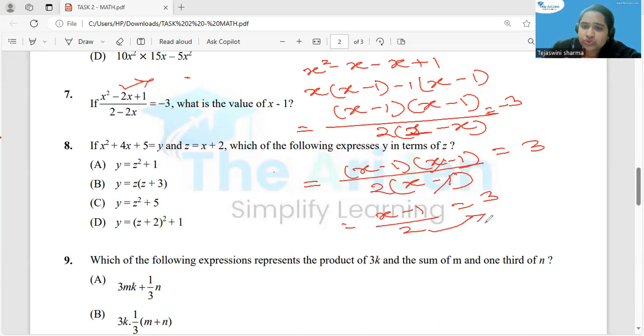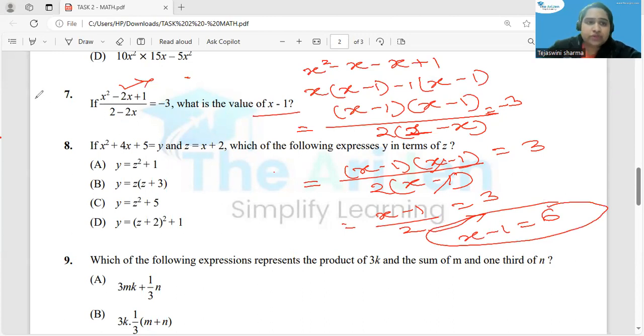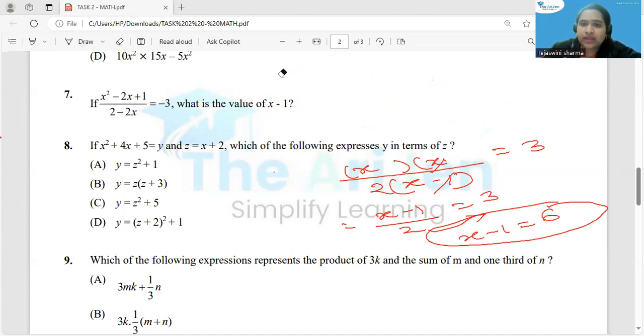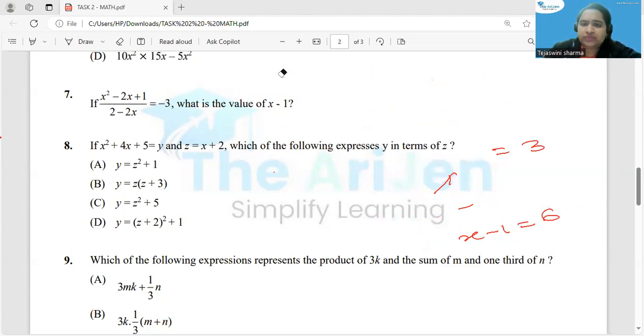And when I transpose 2 to the other side, it is x minus 1 is equal to 6, which is the desired value we were supposed to solve for question number 7. So I hope it is clear to you. You can put the video on pause and write the solution. It was very easy, not at all a difficult question.